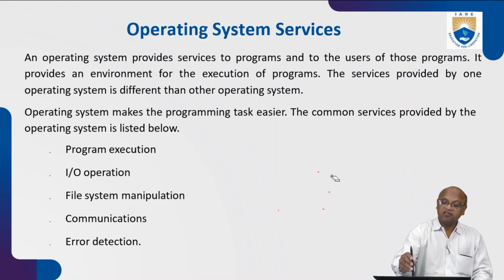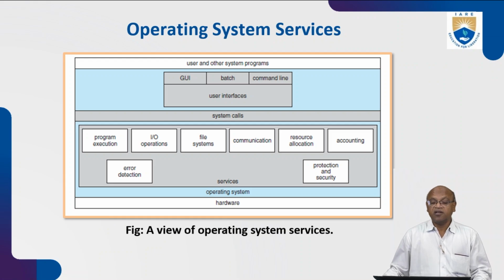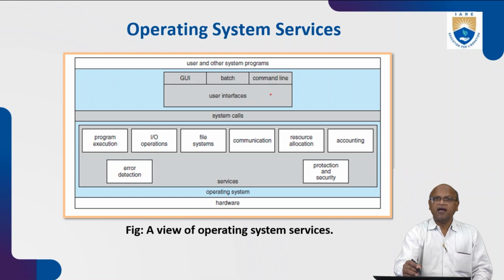So we'll see one by one in detail. Diagrammatically, you can see the operating system services: user and other system programs, GUI, user interface and command line, system calls, and program execution. These are the operations we're discussing: program execution, operations and file systems, communication, resource management and accounting, error detection, and security and protection. So these are the services provided by the OS to the user.